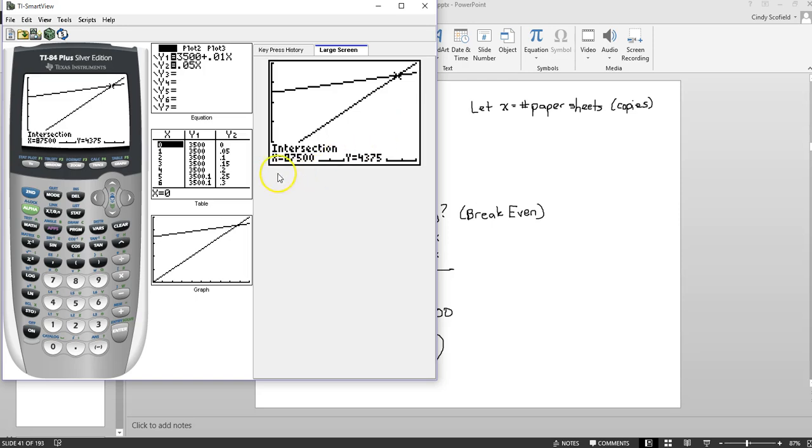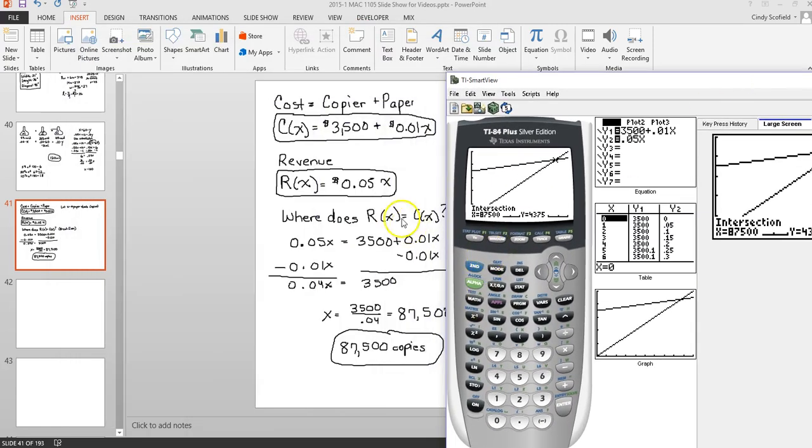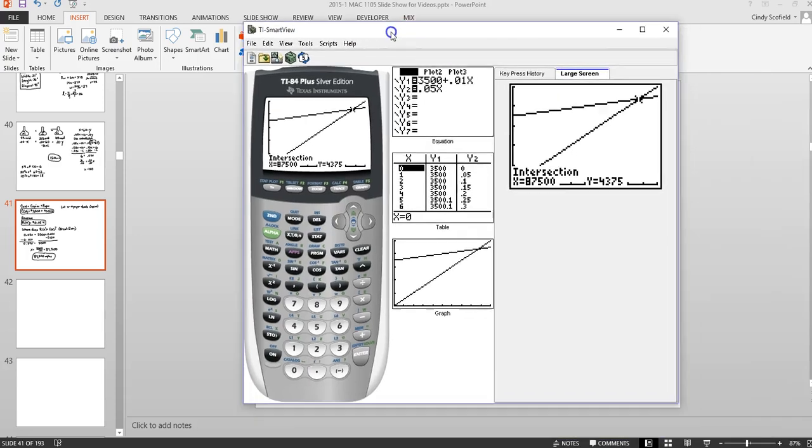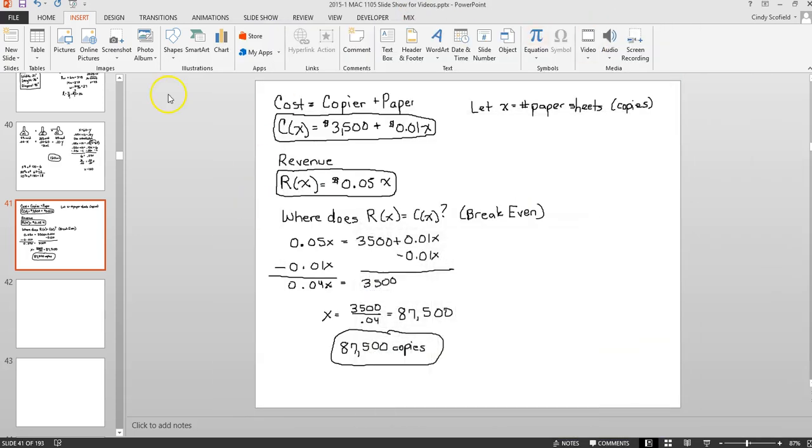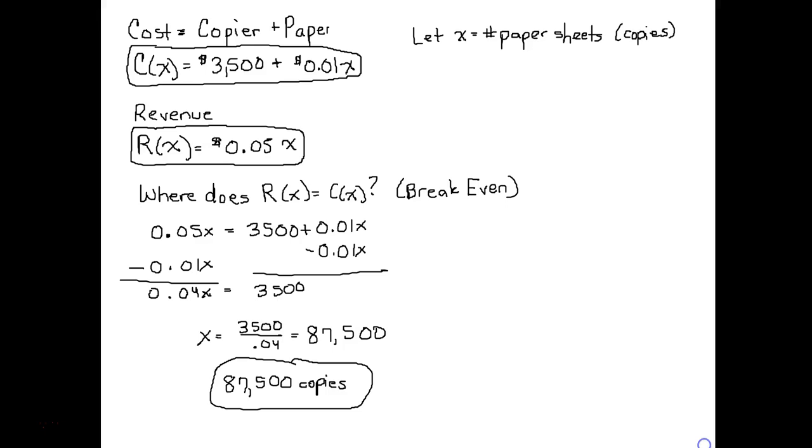And it's telling me the x value for the intersection is 87,500, which does not surprise me in the least because I figured out that the break even, or where they equal, was 87,500. And that's where the two graphs intersect each other. So that's what it looks like graphically. All right, 2 more problems.